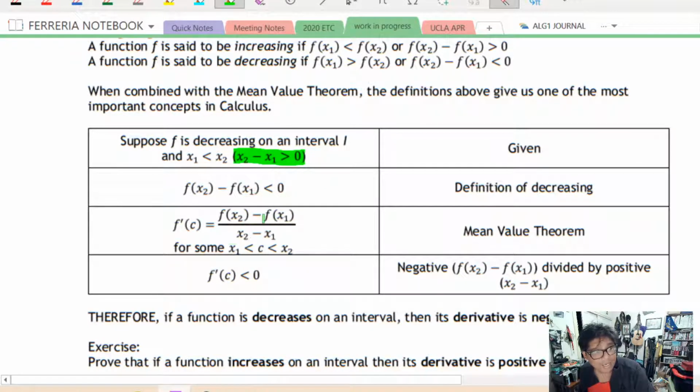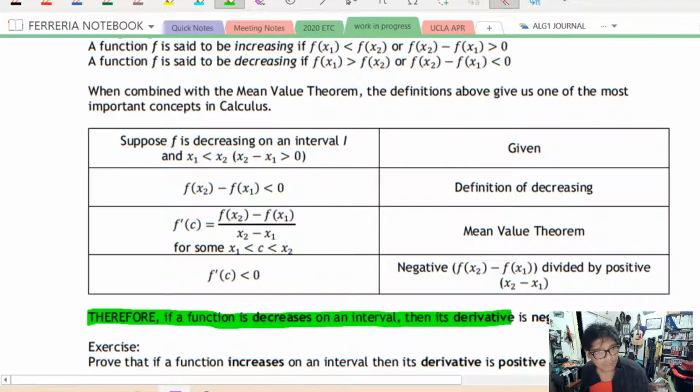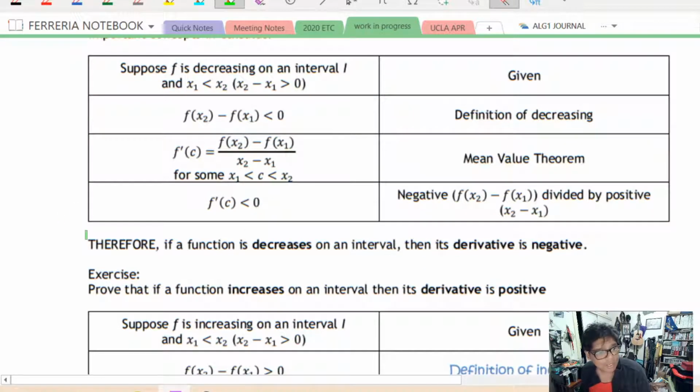So we have a negative on the numerator and a positive on the denominator. So what we've just shown is f prime of c is less than 0. Okay, we have a negative divided by a positive, so f prime of c is less than 0. So, really important, if a function is decreasing, that means its derivative is negative. Okay, we've shown that in a couple different ways now. So this next exercise asks us to prove that a function increases whenever its derivative is positive. Well, let's see.